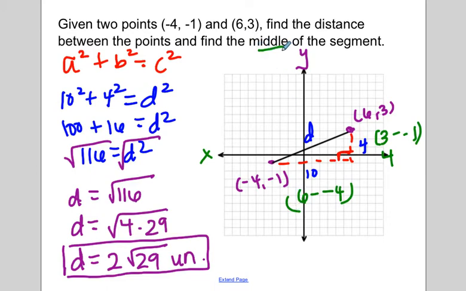Then we're also asked to find the middle of the segment. So I might look at this and say, is there a nice little point that looks like it here? Well, this might be it. It looks like it's kind of the middle. One way you could check is to go up 1, 2, 3, 4. If I go up 2 and over 4, is it the same? Yes. So this is my middle. And so my midpoint here, or the middle of my segment, would be (1, 1).